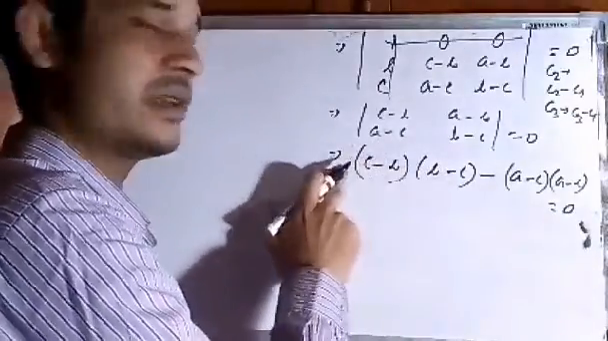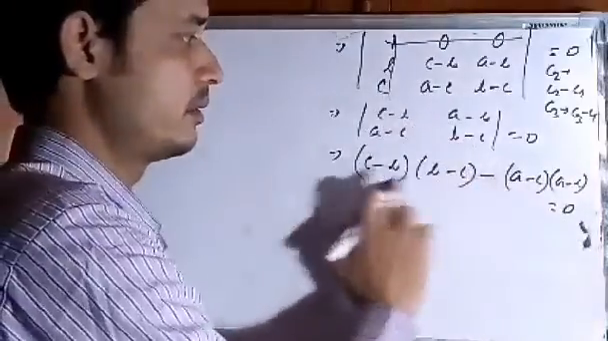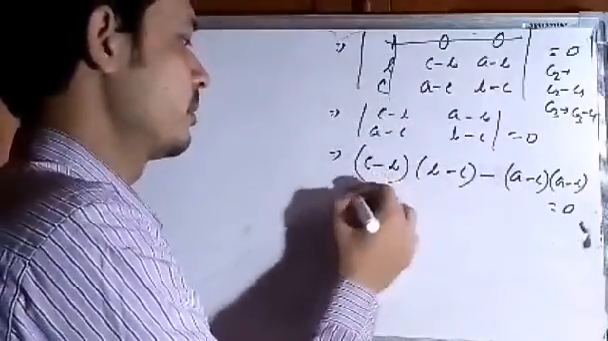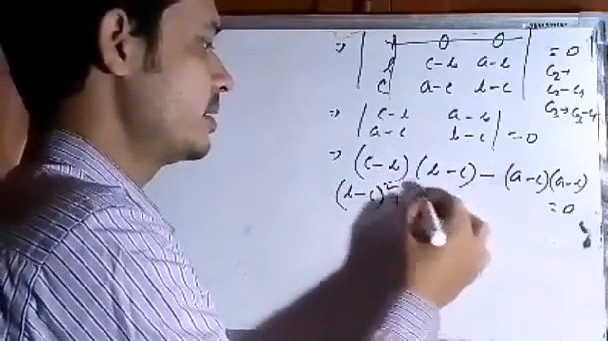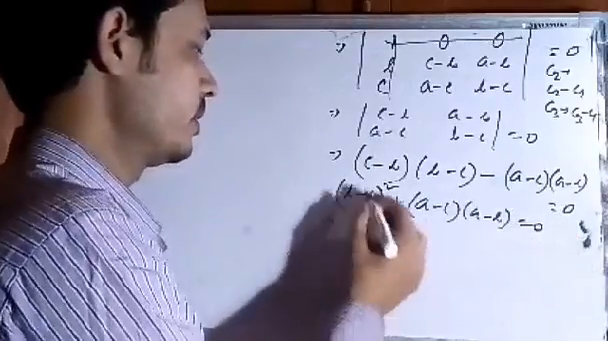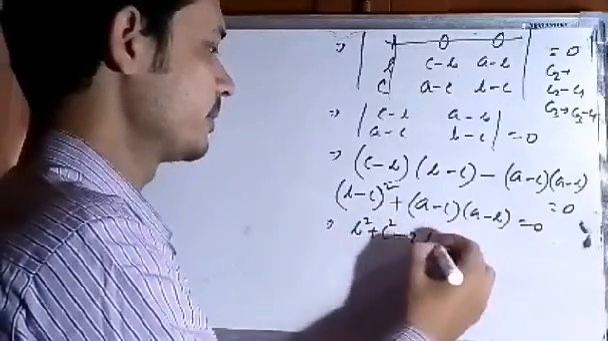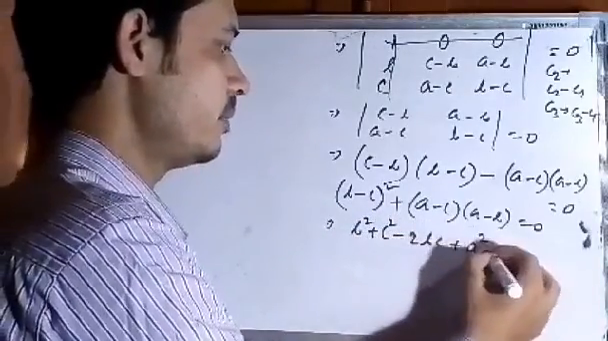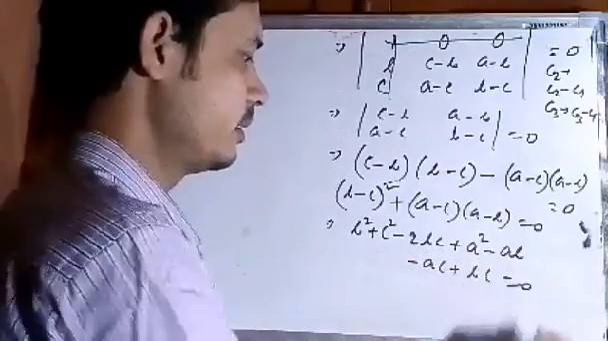So we will have a minus sign out of this, and here we also have a minus, so we cancel the minus in both the terms. So we have B minus C whole square plus A minus C into A minus B, equal to 0. So simplifying, we have B square plus C square minus 2BC plus A square minus AB minus AC plus BC, equal to 0.